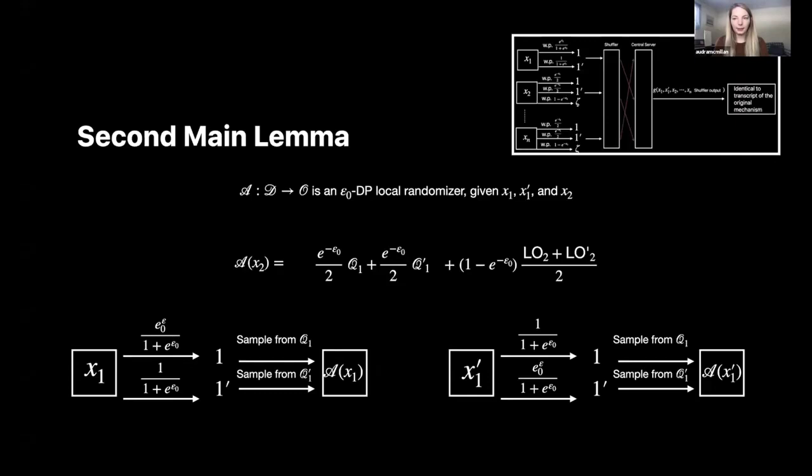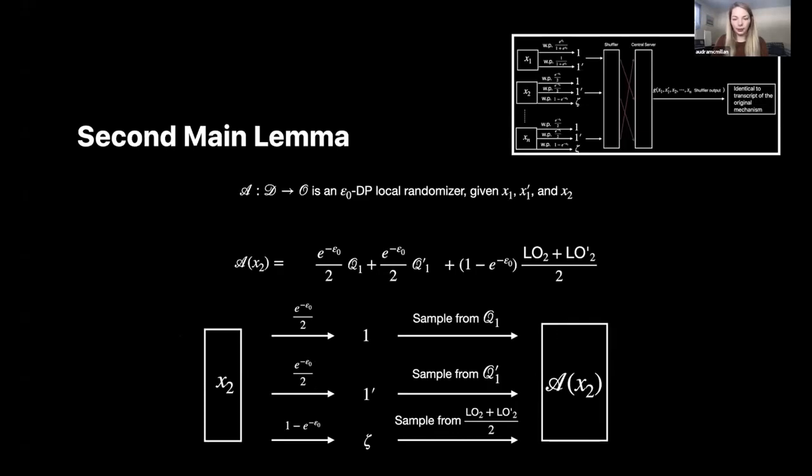Does that make sense? Great. Okay, so hopefully I've now convinced you that this mechanism is doing something reasonable, and that on the server, all you have to do is convert these 1s, 1 primes, and zetas into samples from Q1, Q1 prime, and these leftover distributions. Okay, because I expanded this out a little bit more here. So this is what x2 is doing.